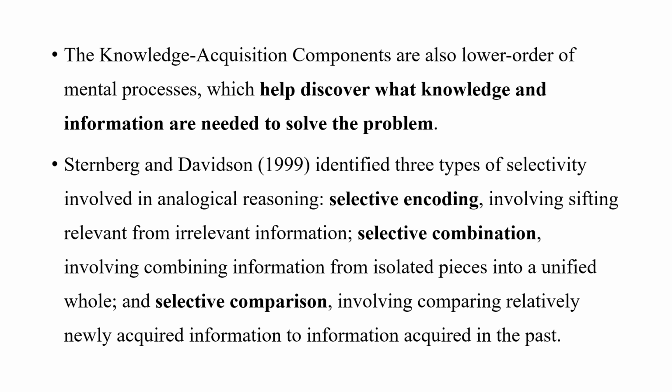So according to Sternberg and Davidson, there are three types of selectivity. That is, the selective encoding, selective combination, and selective comparison. Here we selectively do things. Okay, we take the relevant information, we combine the relevant pieces or isolated pieces, and we compare the relevant, relatively newly acquired information.